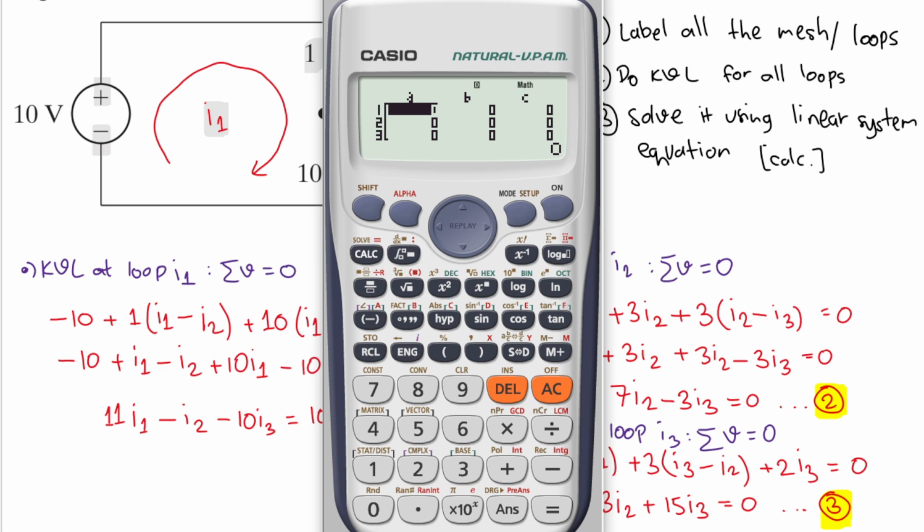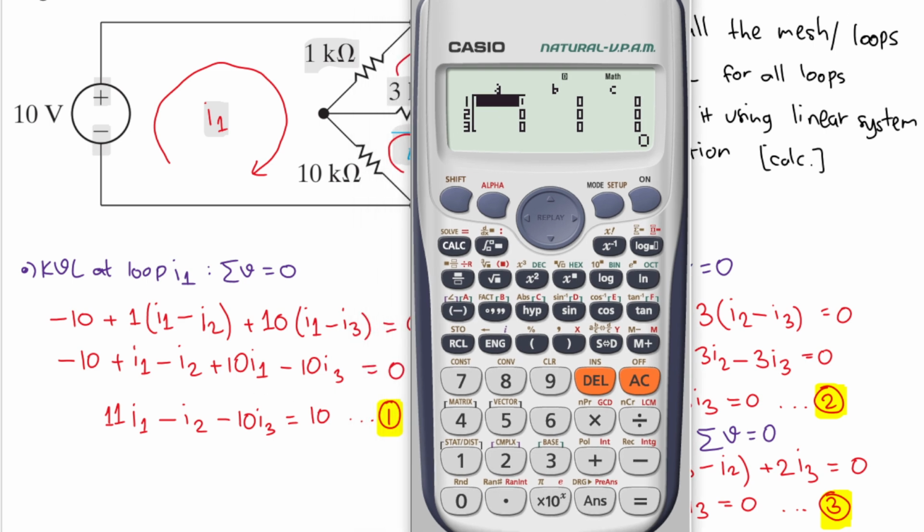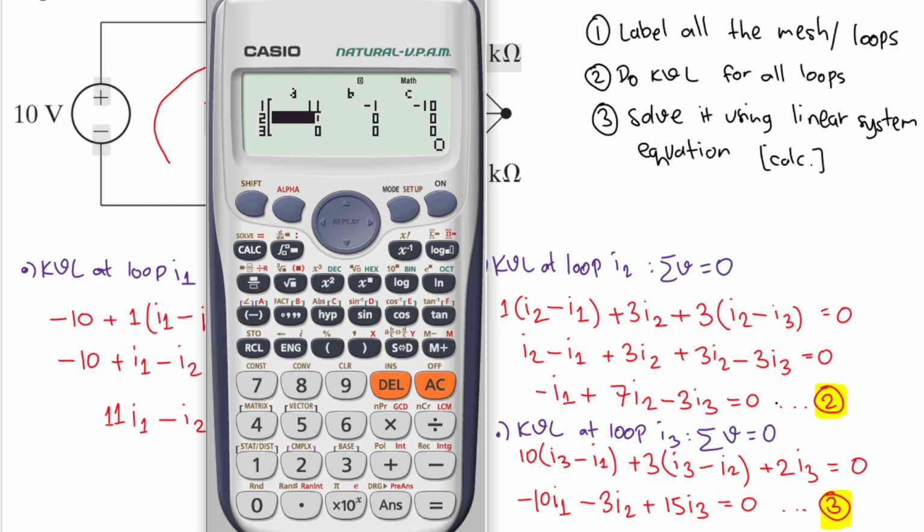And then we plug in the coefficient of each equation. So this is equation number 1. We'll have 11, and then minus 1, and then minus 10. And then the constant term here is 10. Okay, now let's move on to the second equation. We will have minus 1 as the coefficient of I1, and then 7 as the coefficient of I2, and then minus 3 as the coefficient of I3, and then 0 as the linear term.